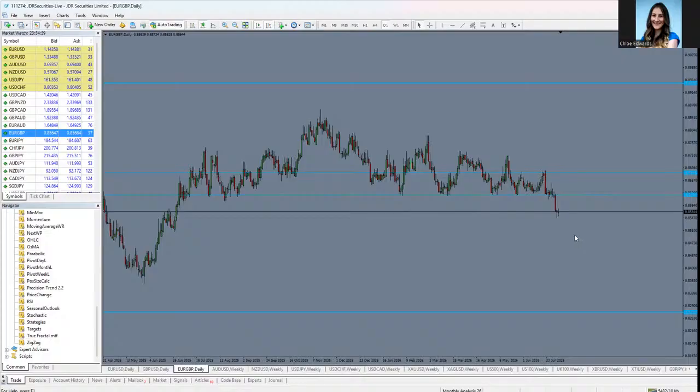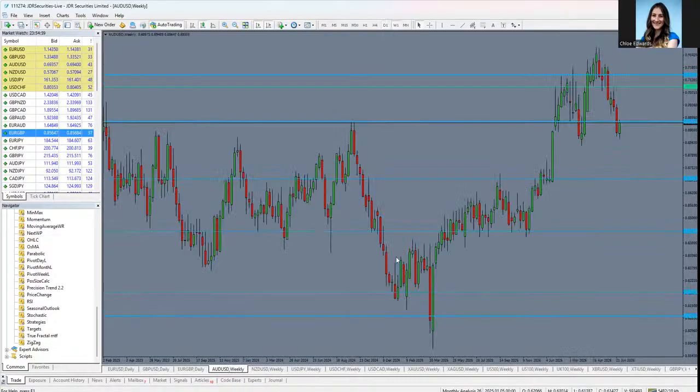I will be trading this short until I see technical evidence not to. So I am bearish on Euro GBP. Moving on then to Aussie dollar.